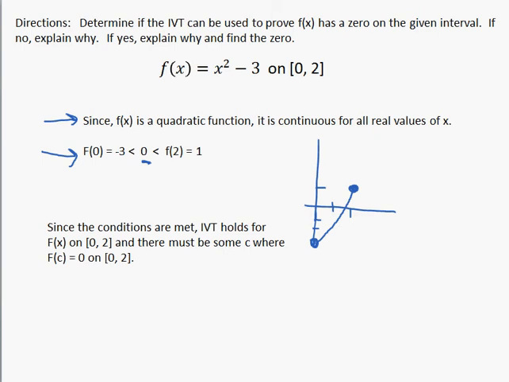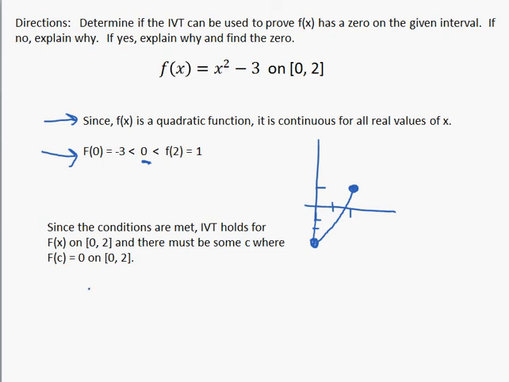Now, it says explain why. We just did that right there. We checked the conditions, they hold, f of c must be 0 somewhere for some c on 0 to 2, and we've got to find the 0. So finding the 0 has nothing to do with IVT, really. IVT just says that there is a 0 between 0 and 2. To find it, we've got to do a little bit of algebra.